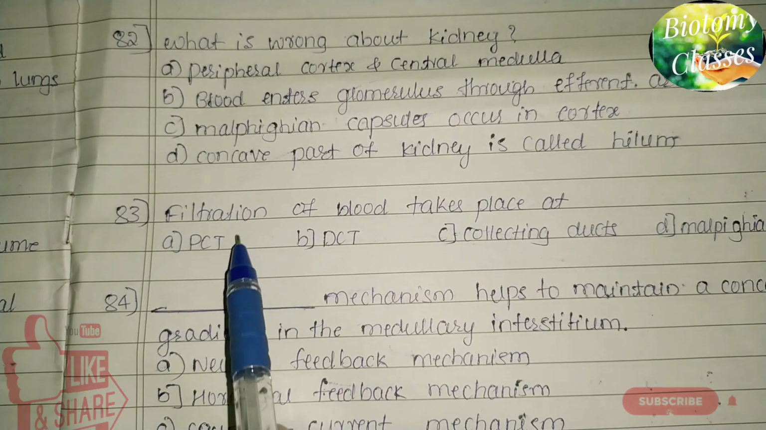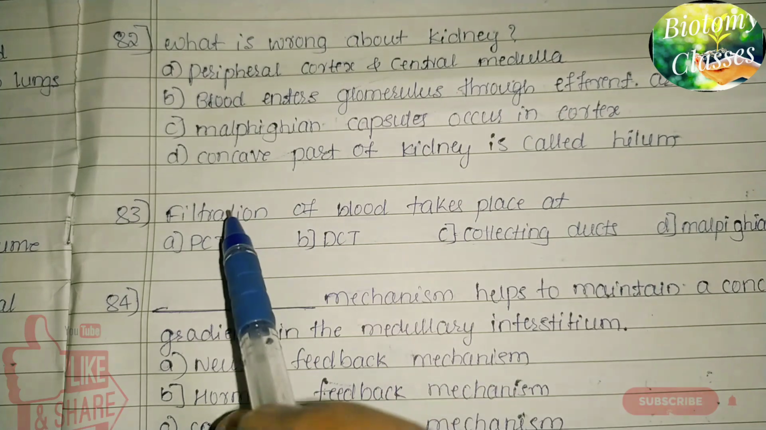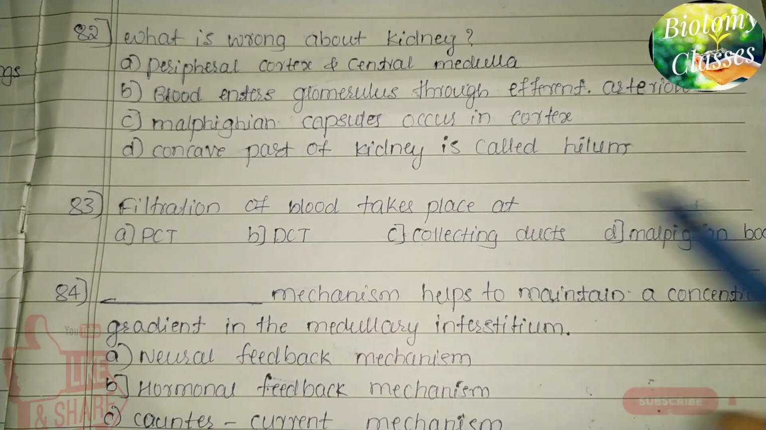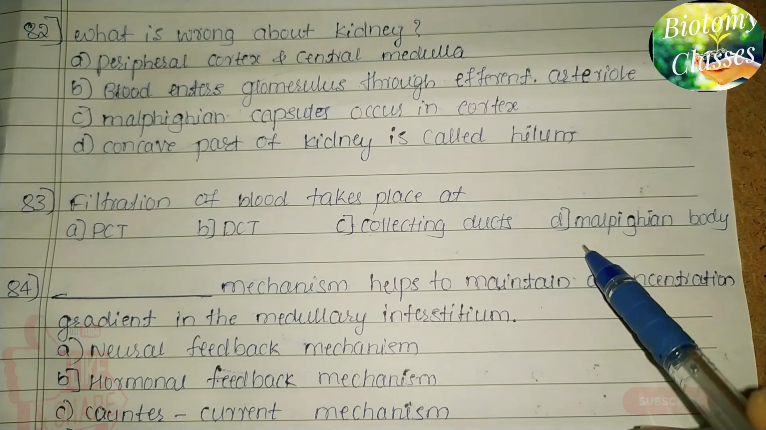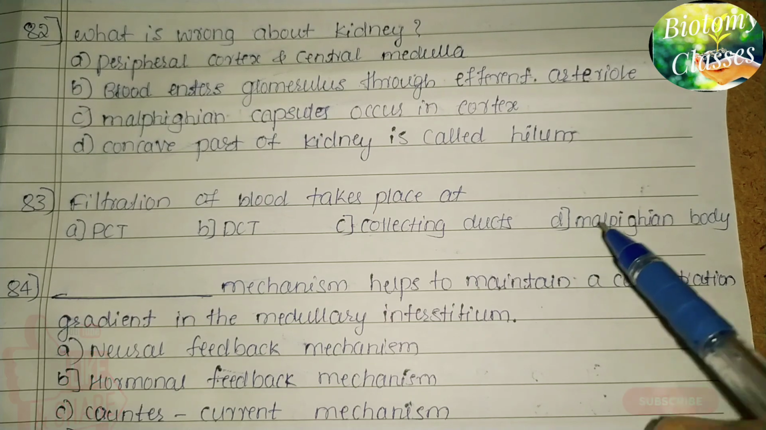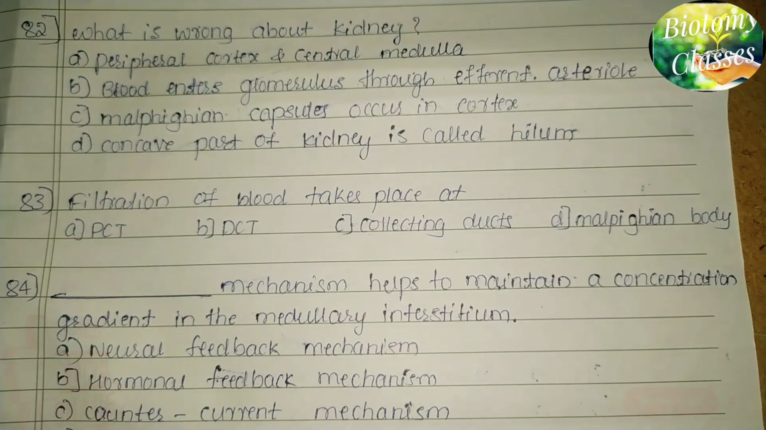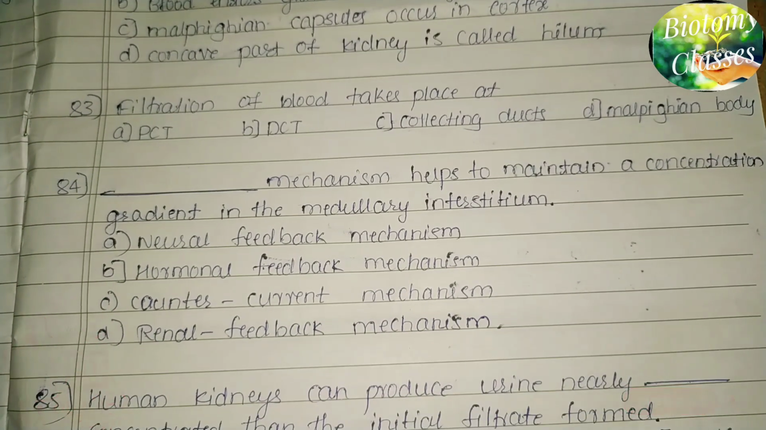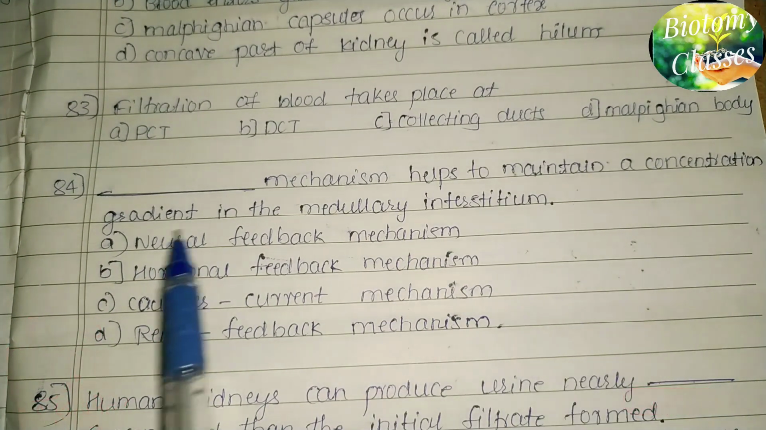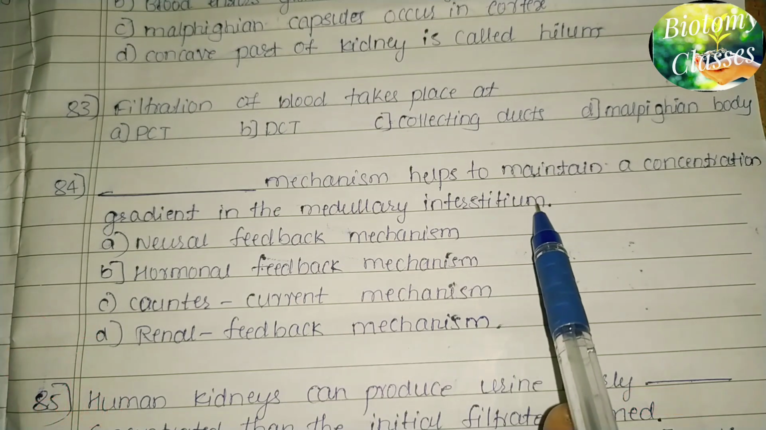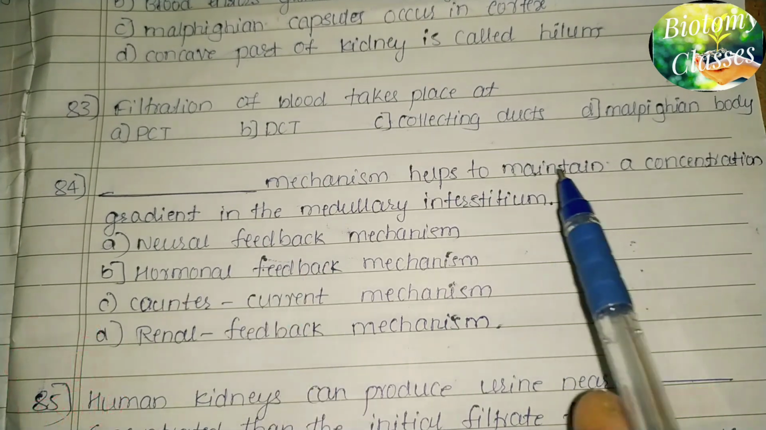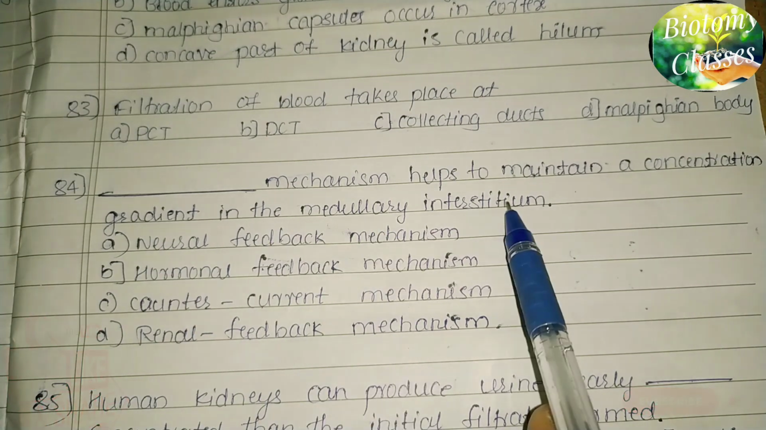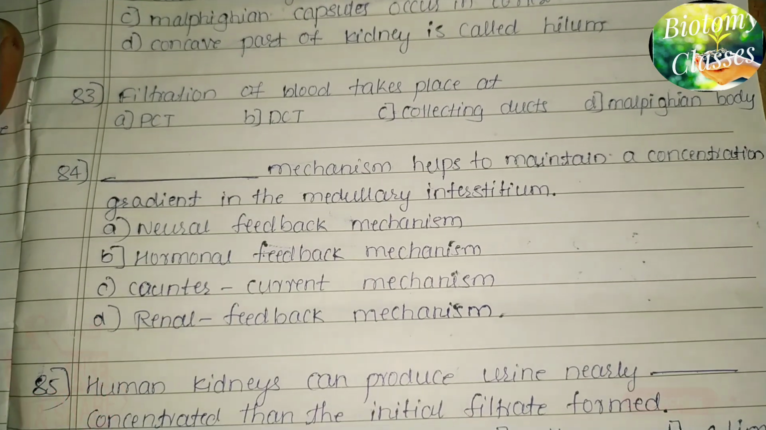Then next question. Filtration of blood takes place at Malpighian body. D is the right answer. Malpighian body means a combination of Bowman's capsule and glomerulus. So that's why D is the right answer. Next question, 84th. Dash mechanism helps to maintain a concentration gradient in the medullary interstitium. Only one mechanism is found in the nephron, that is the counter current mechanism. Counter current mechanism helps to maintain the concentration gradient in the medullary interstitium. So C is the right answer.